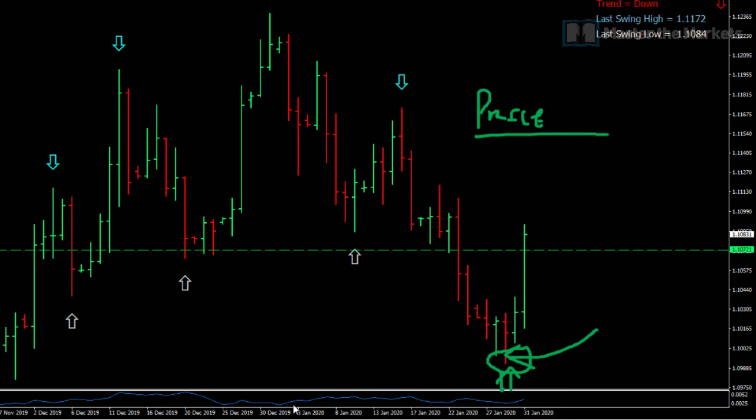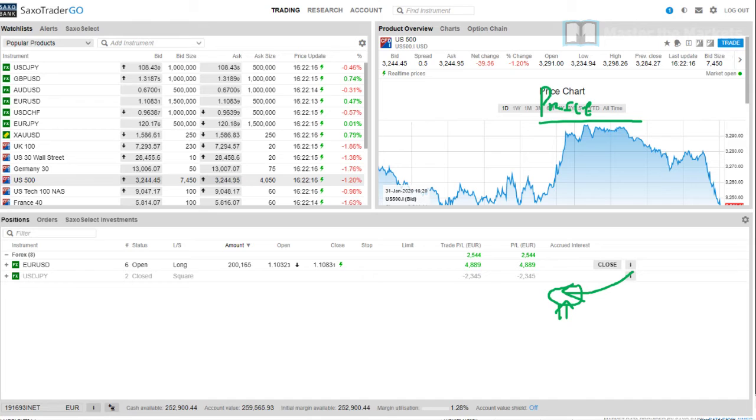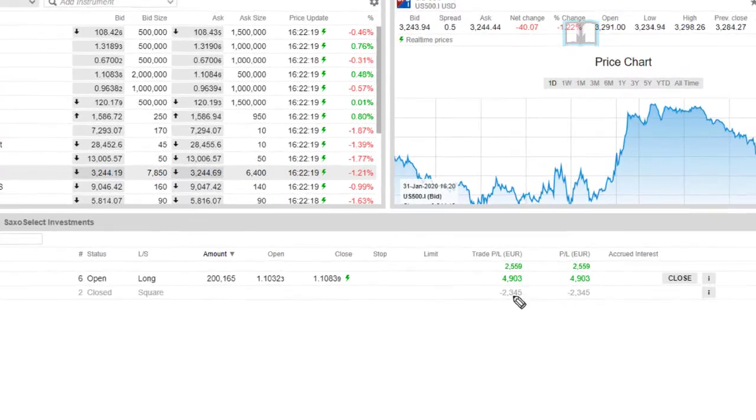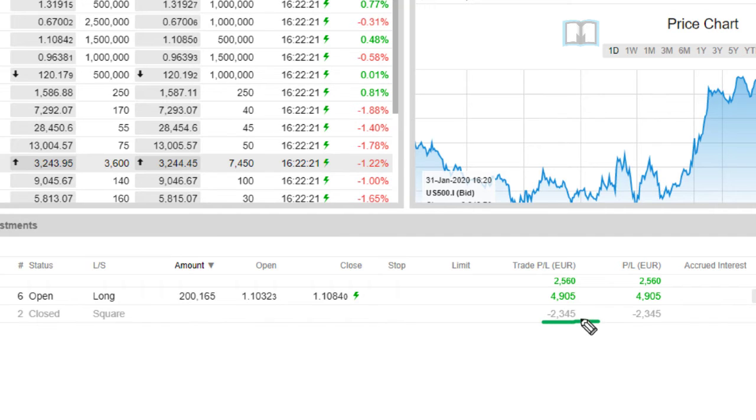And of course, in trading, you will get losses, but just make sure that the wins override the losses. As you can see over here on our dollar yen position, however, we did lose a little bit of cash, but here it's going strong and it's outriding this loss over here.